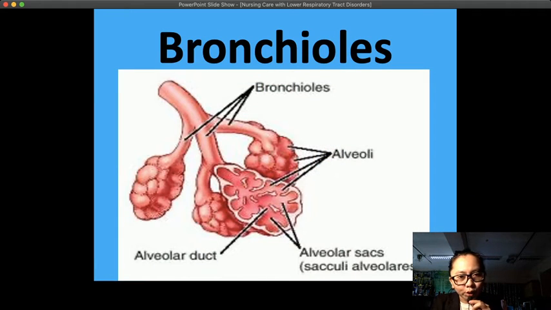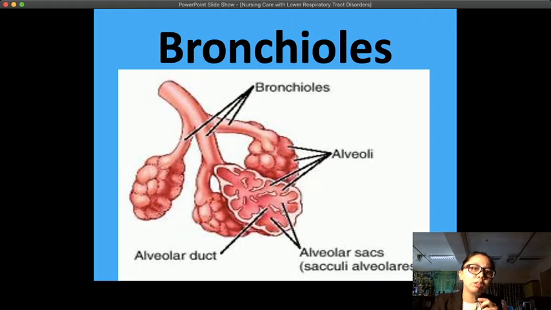So, what are bronchioles? Okay, ito yun naman yung bronchioles, yung parang mga branches. Okay, so dito dadaan yung hangin, class. The oxygenated blood. Okay, so yan, branches, those are bronchioles that bring the air to your alveoli. Okay, and inside your alveoli, there is the alveolar ducts and the alveolar sacs.